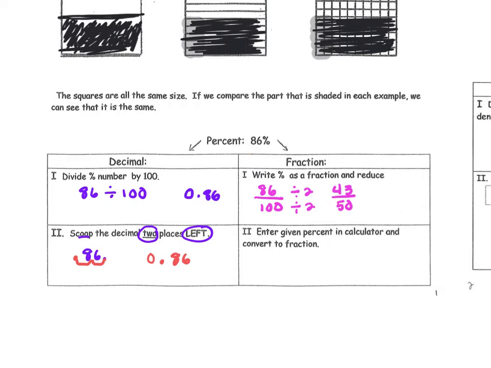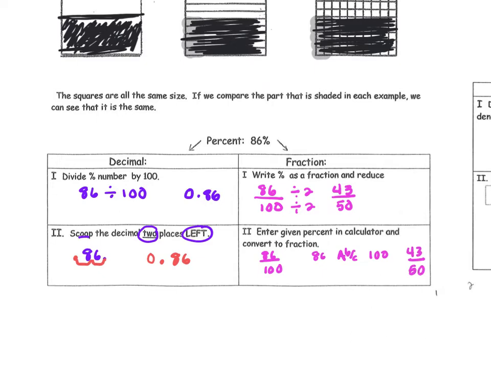There's another way to do this, and we can use our calculator. There's actually several ways we can do this. And I'm going to start once again by writing 86 over 100. I'm going to put my percent over 100. And sure enough, the calculator says it's 43 over 50.